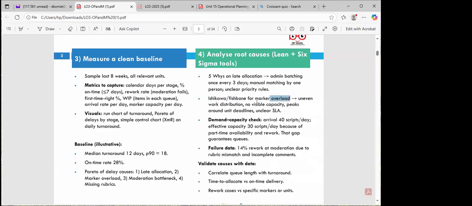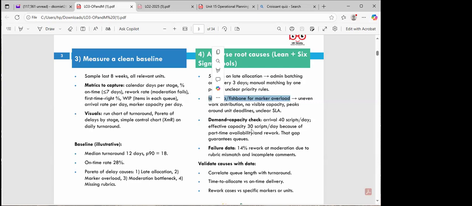Ishikawa. This is a very important tool that you need to learn. It's one of the root cause analysis tools that you need to learn. Very, very important. It helps to check testing changes. Very, very important. Ishikawa is one of the good ones that you can look into.